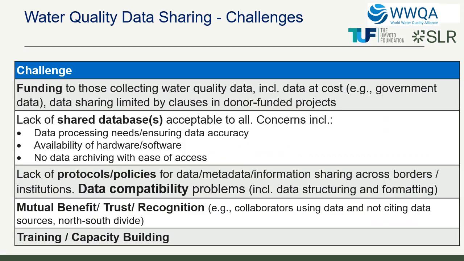In addition to identifying the tools needed to assess water quality, we also assessed the challenges to the sharing of water quality data. This included input from the Lake Victoria Advisory Group as well as other Africa Great Lake Advisory Groups. Notable is that these challenges were similar across organizations and institutes and between countries. The challenges included funding, lack of shared database options, data compatibility, a lack of consolidated protocols and policies, the need to develop trust, recognition and mutual benefit to promote data sharing, as well as training and capacity building needs.